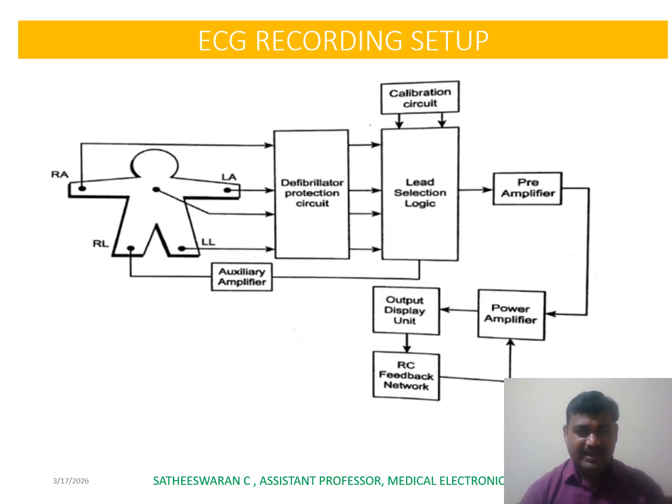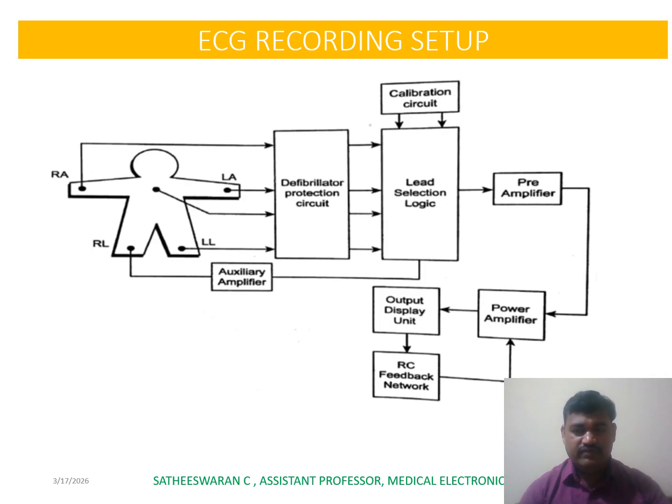The next one here is the calibration circuit. If lead selection is changed, then some artifact is introduced in the output of the ECG. So the calibration circuit is used to help the technician to calibrate the output unit. When the lead selection is changed, the amplifier is switched off for some time. After passage of the artifact and noise, the pre-amplifier is again switched on. Then coming to the pre-amplifier, a differential amplifier with high gain and high CMRR is used as a pre-amplifier.